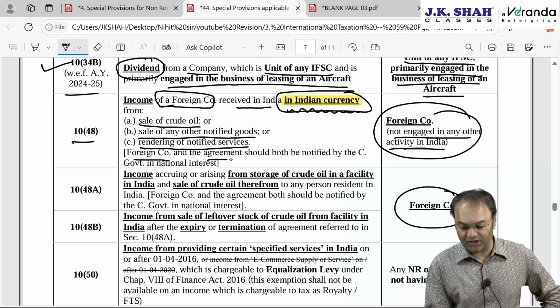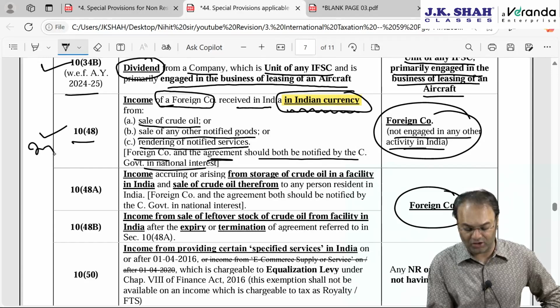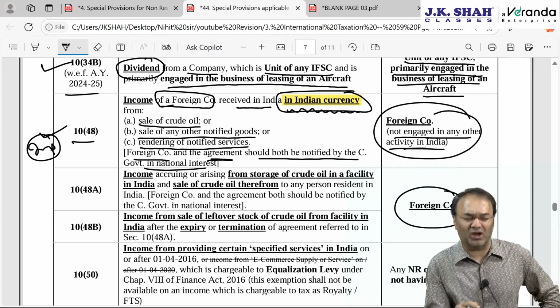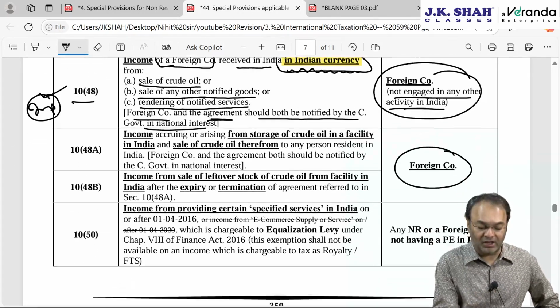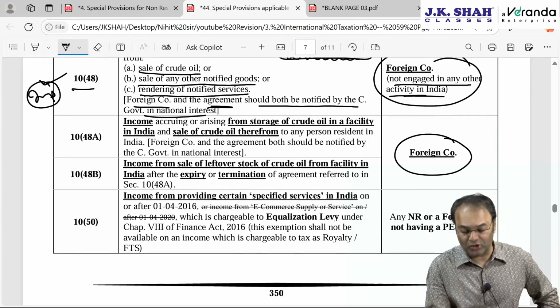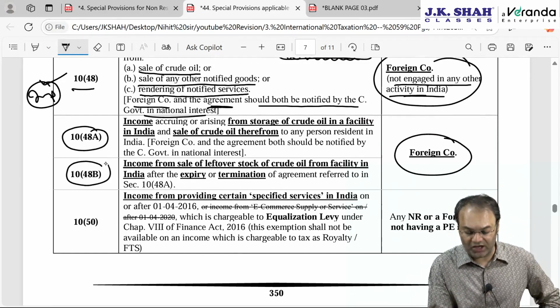However, the foreign company and the agreement both should be notified by the central government in national interest. This is slightly important. This used to be important. Nowadays you can ignore it, but I am marking it as important. So just keep it in your mind. Next is 10(48A) and 10(48B).